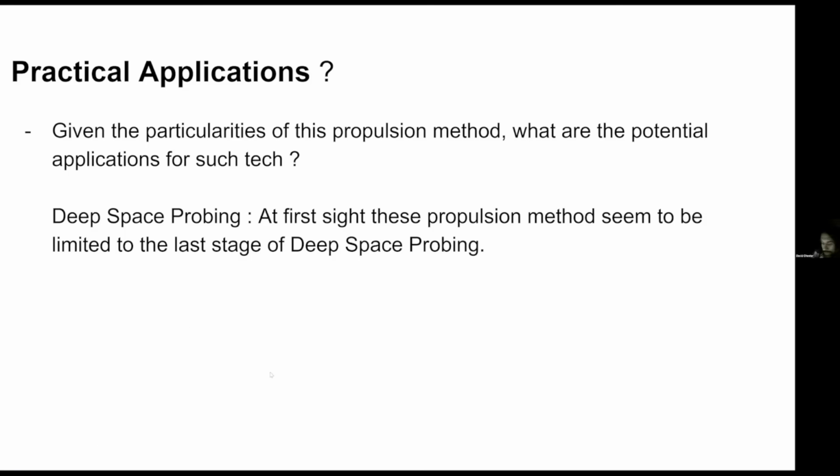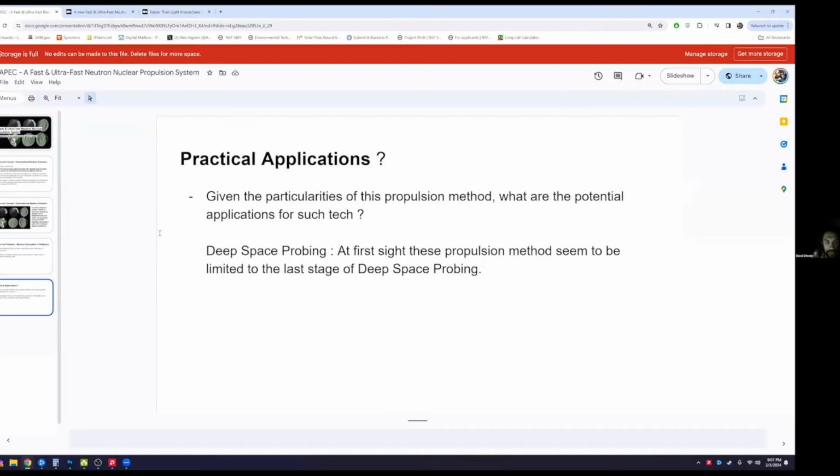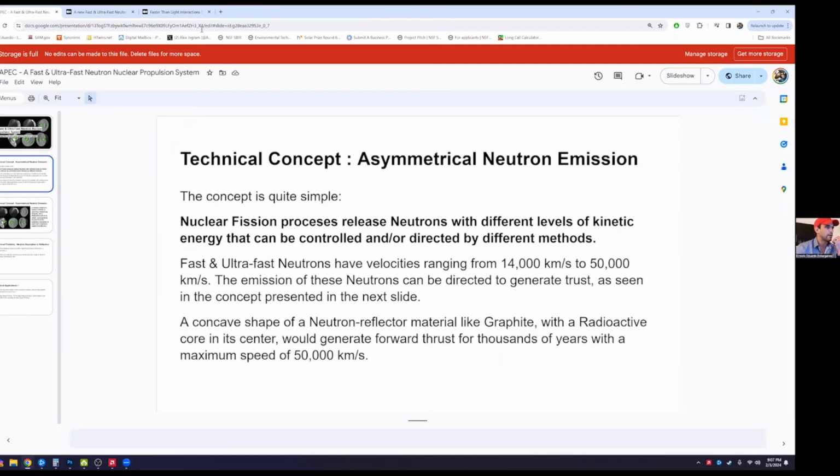I was going to add, did you say the neutrons would have a speed of tens of thousands of, was it meters? 50,000 is what I've read.